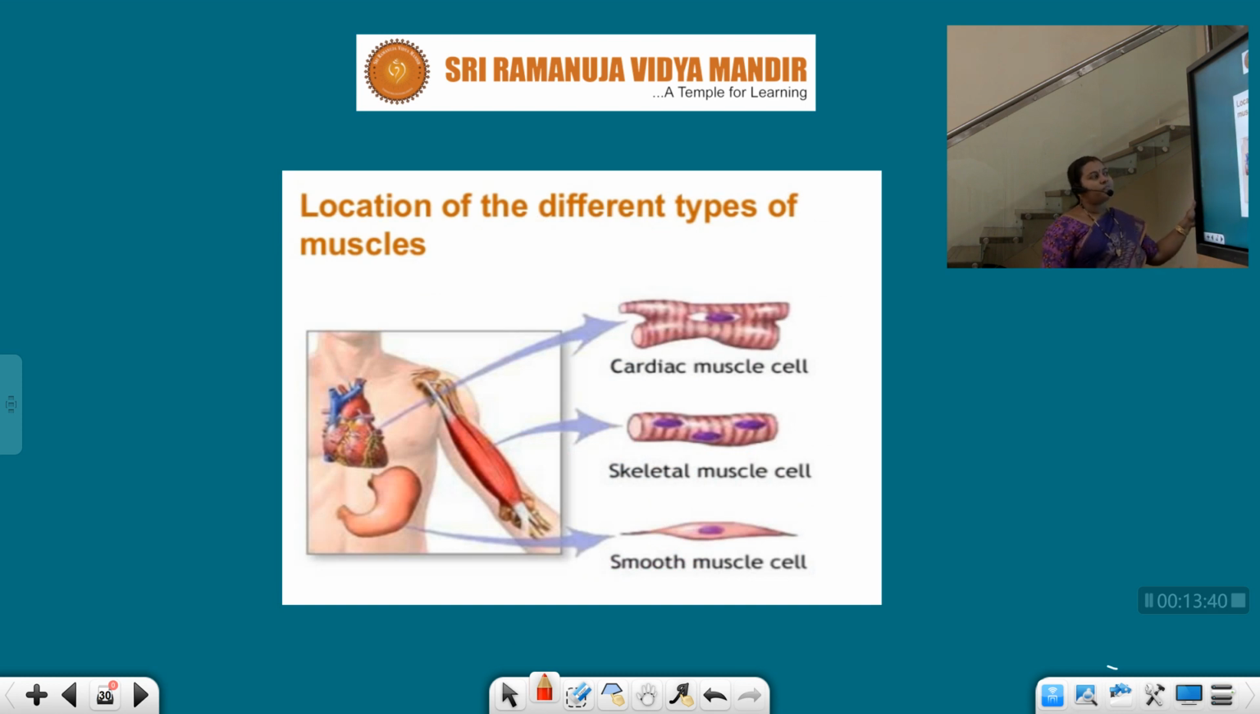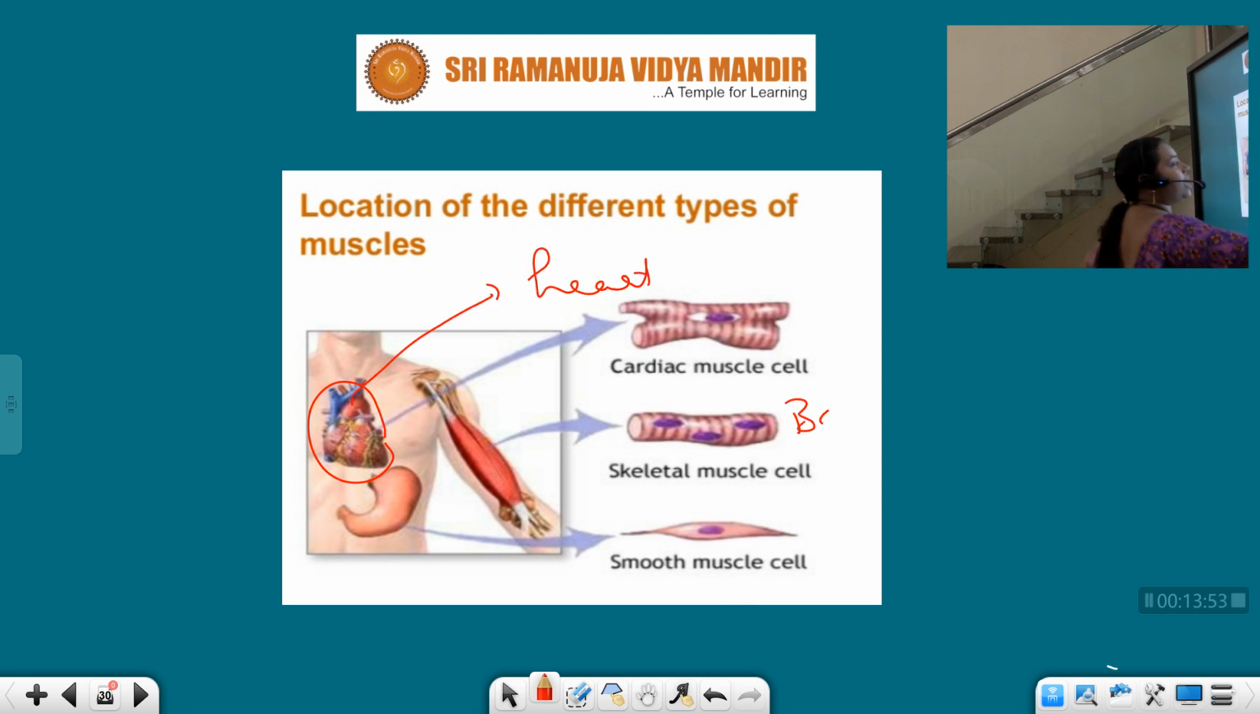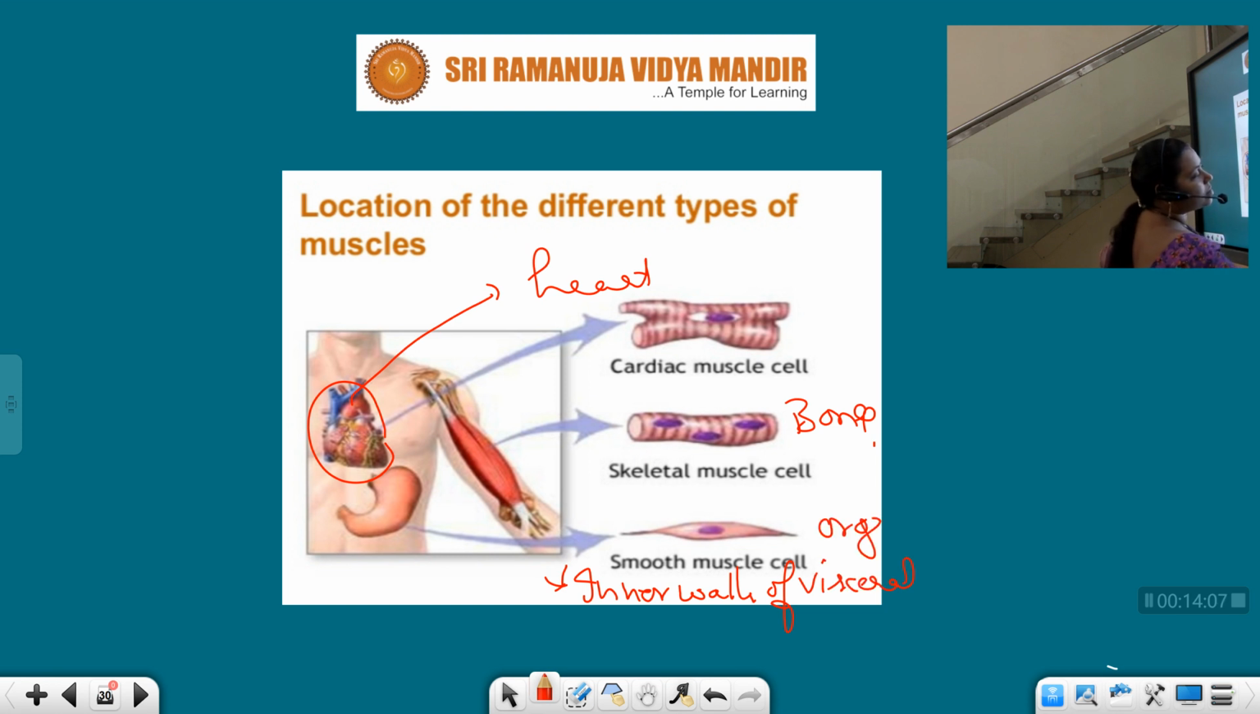Next, location of the different types of muscles: cardiac muscles, skeletal, smooth muscles. Cardiac muscle is present in the heart region. Skeletal muscles are attached with the bone. And smooth muscle is present in the inner walls of visceral organs. These are the locations of the different types of muscle in our body.